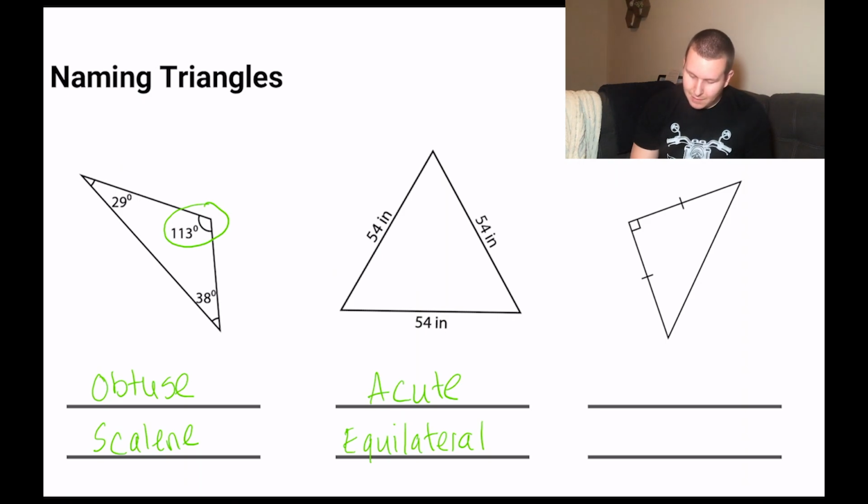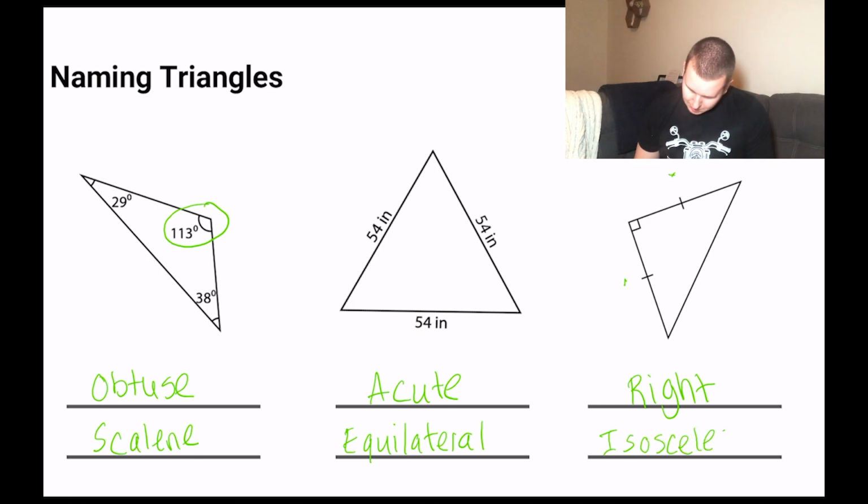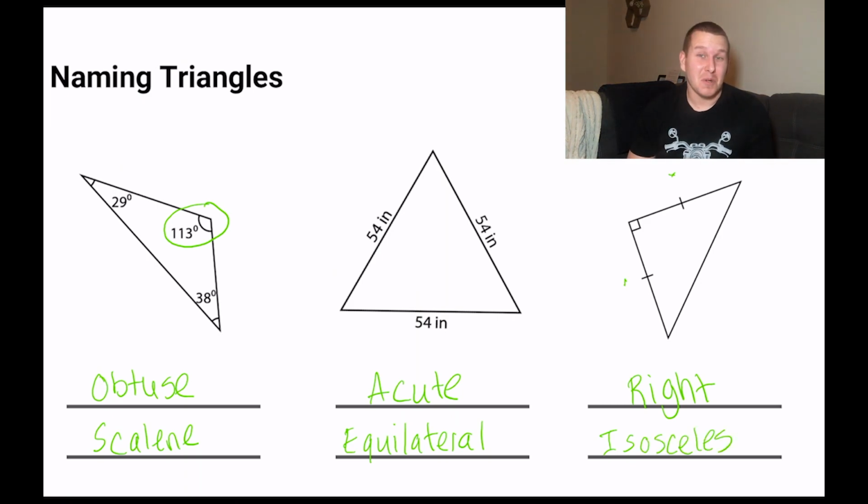The last one we have, we've got a little square in the corner, and we know that that symbol means that we have a right angle. So we're going to call it a right triangle. And then we see those two dashes, and the dashes, remember, tell us that the sides are congruent to each other. So this side and this side are the same length. So since it has at least two congruent sides, it's going to be an isosceles triangle. Isosceles.